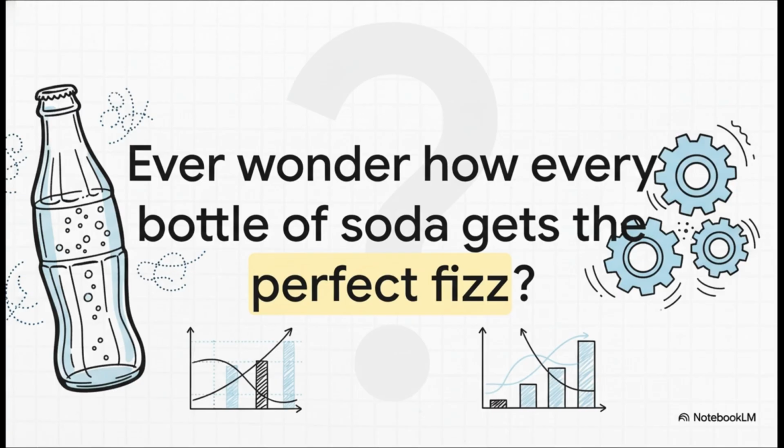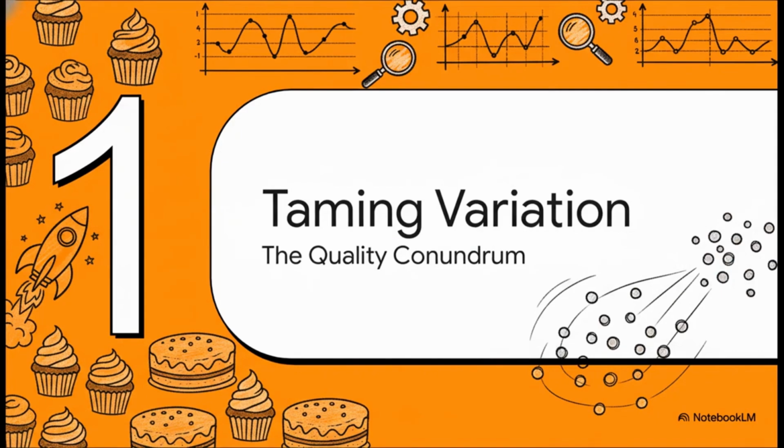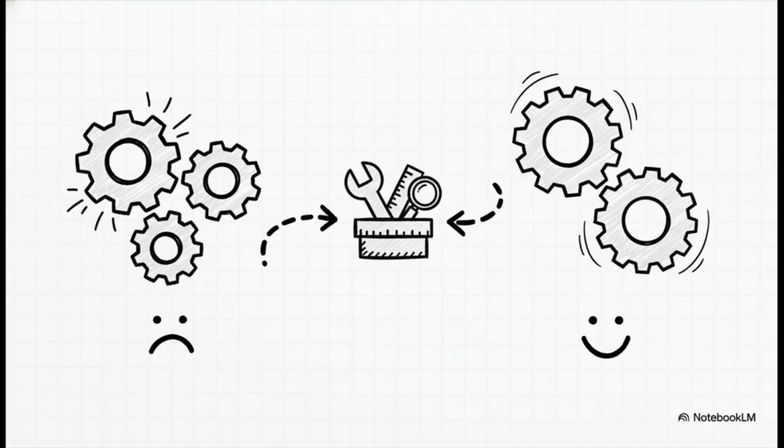Okay, let's dive right in. Think about it. In any process, whether you're baking a cake or building a rocket, there's always going to be a little bit of natural variation. I mean, no two things are ever exactly the same. And managing that reality, that is the absolute key to quality. Right? Because if that variation gets out of hand, quality just plummets. You end up with products that don't work, services that fail, and really unhappy customers.